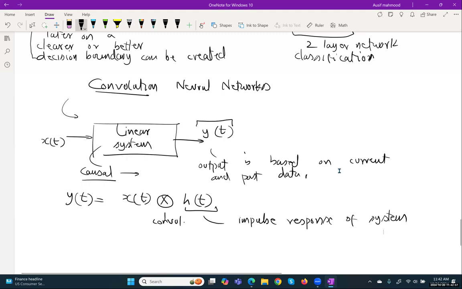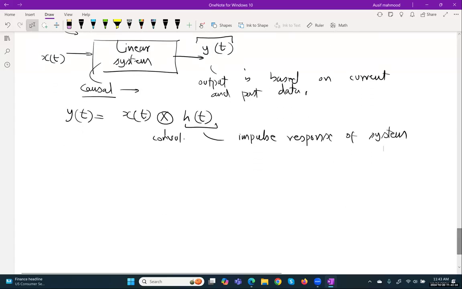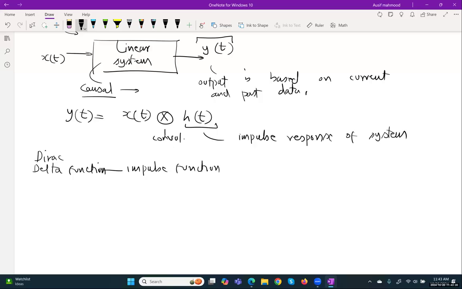Okay, so what exactly is an impulse response? If you're coming from an electrical engineering background, this is easy, but for people coming from a computer science background, an impulse is a mathematical function. There was a very famous mathematician named Dirac, who came up with this delta function. This delta function is called the impulse function. They're the same thing. And it's a very simple function.